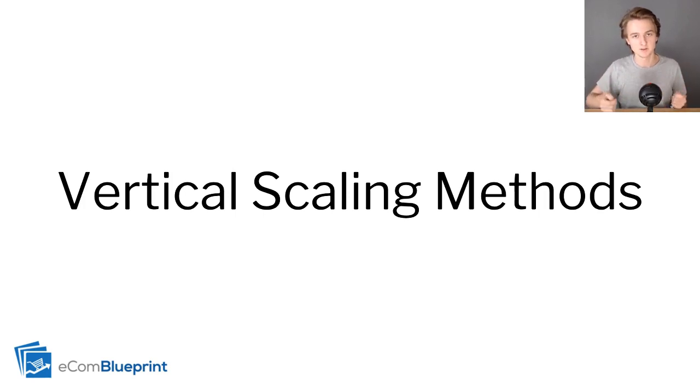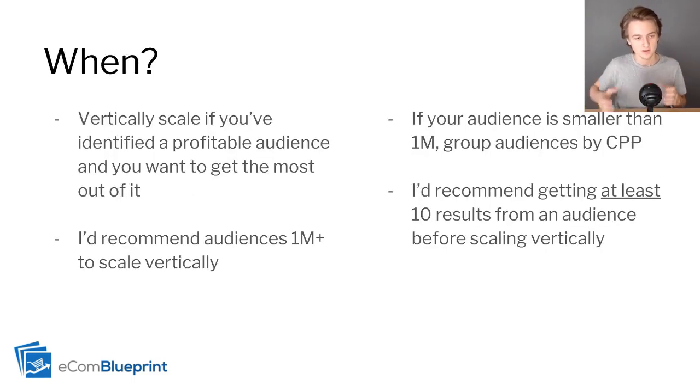There's different ways that you can do it, and a lot of people have different methods, and so I want to explain the thought process that I go through when I vertically scale my audiences. So first off, when should you vertically scale, and what does vertically scaling even mean? Horizontal scaling is when you test a lot of different audiences without increasing the budget of a single audience too much. Vertical scaling is when you go all in on one audience, and so you increase the budget for one audience. And so when do you want to vertically scale?